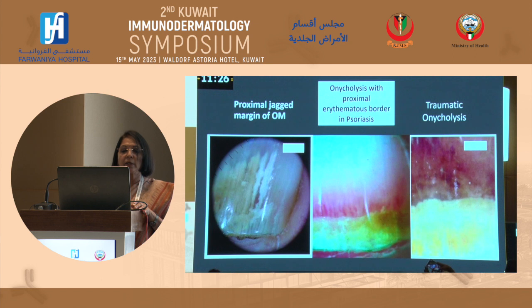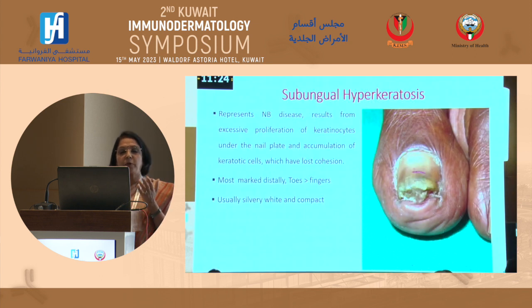Coming to subungual hyperkeratosis, it is because of the accumulation of the keratotic cells. It is more marked on toenails than fingernails, and subungual hyperkeratosis also occurs in onychomycosis. But in psoriasis, it is whitish, it is compact, while in onychomycosis, it is crumpled. We call it the ruinous aspect. It is very fragile, right? So that's how you differentiate it.